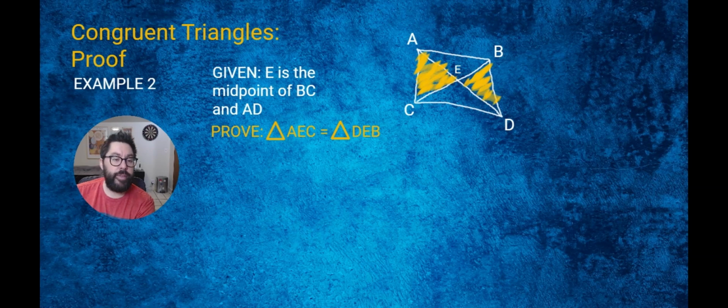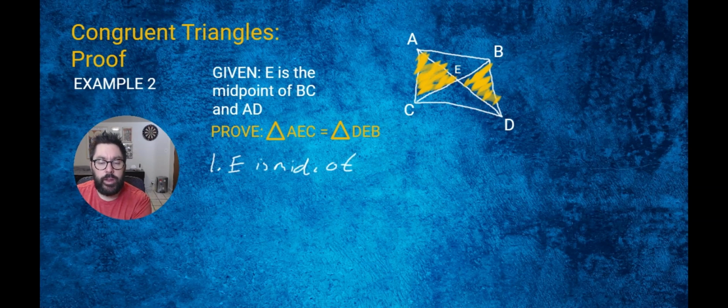So we're trying to prove that those two triangles are congruent. So let's start our actual proof here, and we'll just start with what's given. E is the midpoint of segment BC and segment AD. And just for a reason, that's given, so we'll just write given.